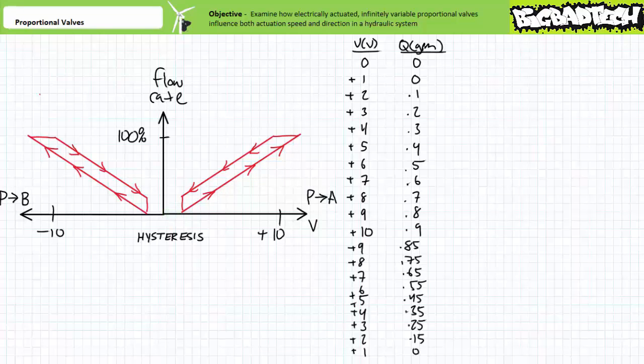The surprise comes when we're at positive 10 volts and we progressively ramp voltage down from 10 volts back to 0 volts. Note how when voltage is at a maximum and decreasing, the same applied voltage yields a different flow rate when voltage is at a minimum and increasing.